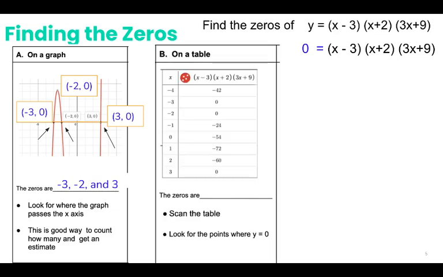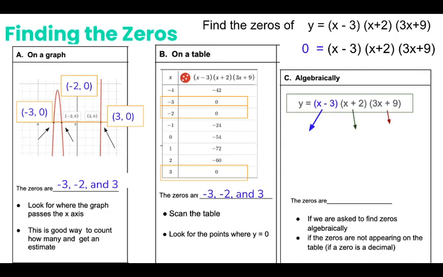Okay, the other way to find the zeros, which is probably my favorite, is on a table. You can see all the values really clearly. You're scanning the table looking for points where y equals 0, where your output's going to be 0. And here they are. I have (-3, 0), (-2, 0), and (3, 0). And I'm going to write them the same way. I'm not going to write out the full points. The zeros are -3, -2, and 3, the x values of these points. Now, this is a great strategy. The zeros are super clear, except if your zeros happen to be decimals. They won't appear on the table unless you modify the table, or if they ask you to solve for the zeros algebraically. So let's take a look at the last method to solve.